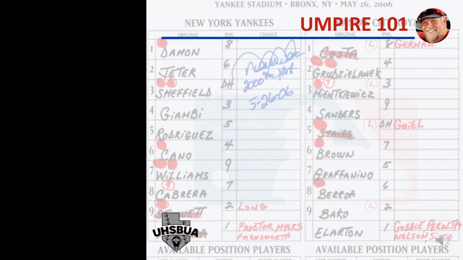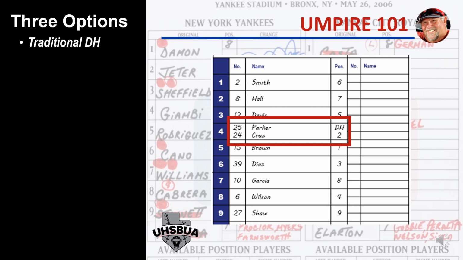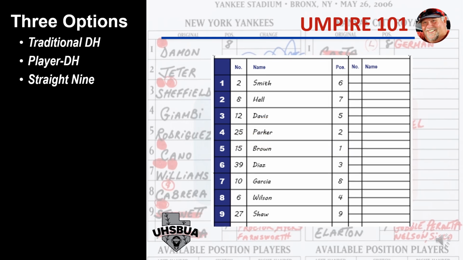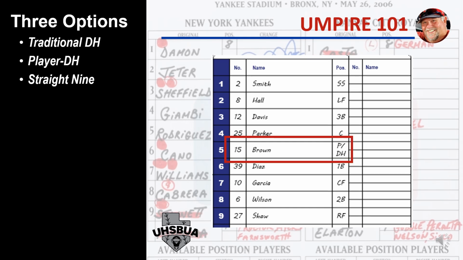In addition, the lineup should adhere to one of three options: traditional DH, player DH, or straight 9. The plate umpire should verbally confirm which of the three options is being used. For example, the plate umpire might say, "So it looks like number 15 Brown is both the starting pitcher and the player DH in the 5 spot of the batting order. Coach Hogg, is that correct?"